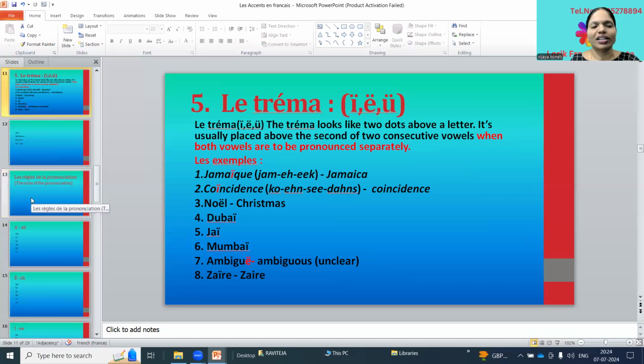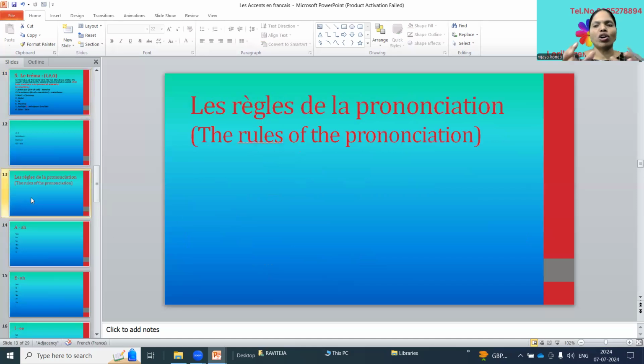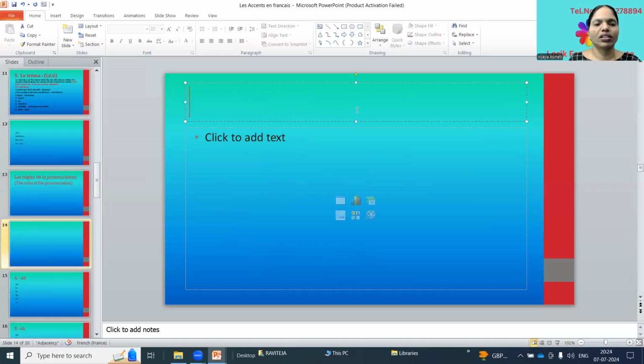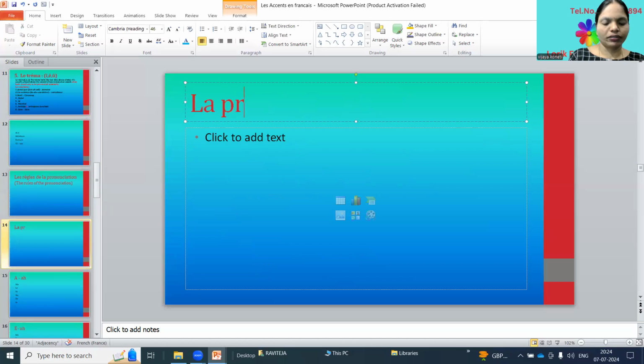And next, from here, the small pronunciation rules. Les règles de la prononciation, the rules of the pronunciation. First we will see the vowel sounds. La prononciation des voyelles, the pronunciation of the vowels.